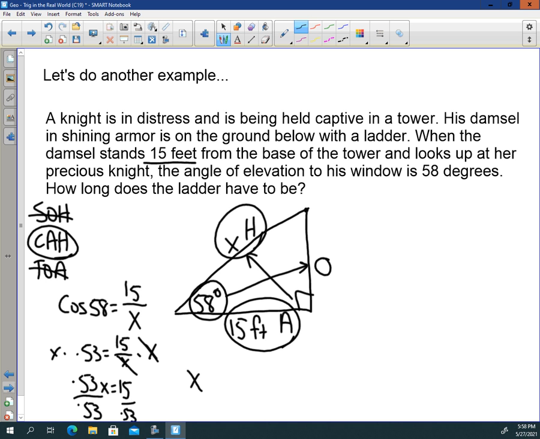x, or the length of the ladder, needs to be 15 divided by 0.53, and that is 28.3 feet long. And there you go. Same process as always. Set up your right triangle, put the pieces in the right spot, label your sides, pick your ratio, make your equation, and solve it.